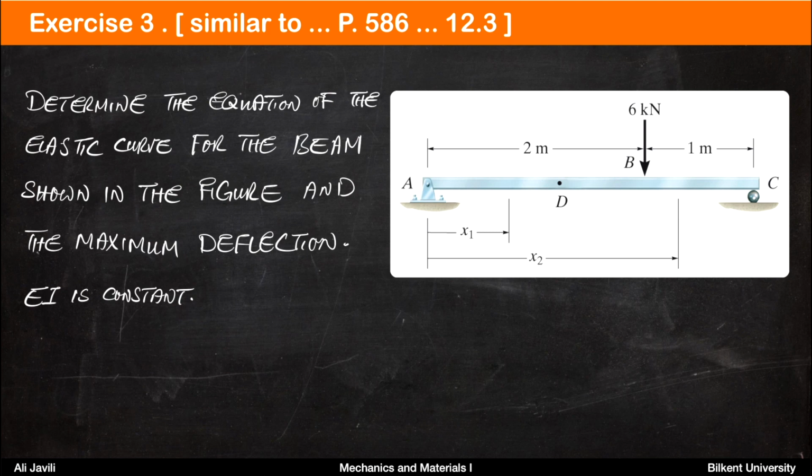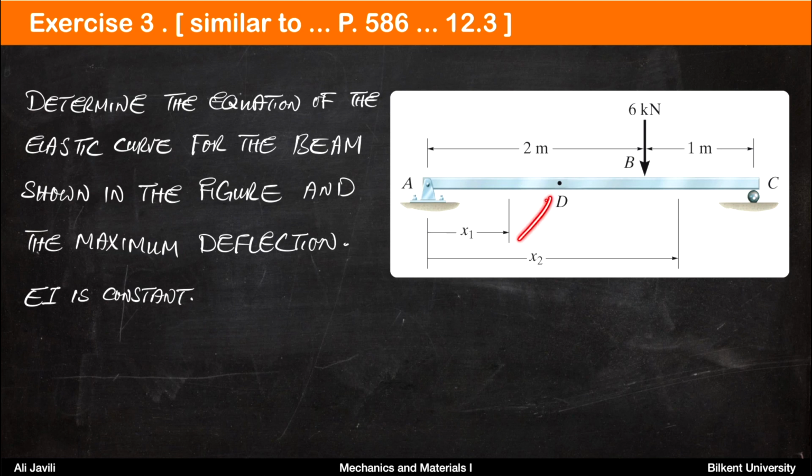Exercise 3 of this lecture is similar to problem 12.3 on page 586 of the book. Determine the equation of the elastic curve for the beam shown in the figure and also the maximum deflection. Again, we assume that EI is constant. So you have a simply supported beam. You have a pin at A and a roller at C. And at point B, 2 meters away from A and 1 meter away from C, you have a force of 6 kilonewton downwards.